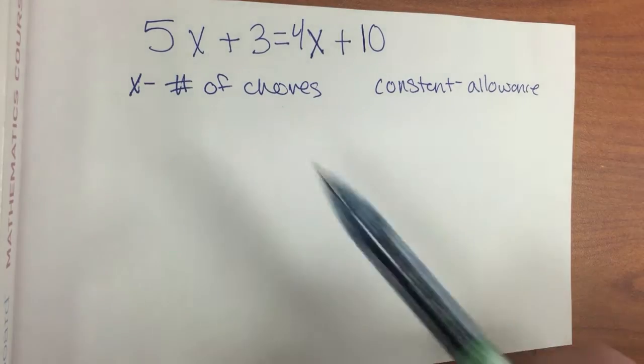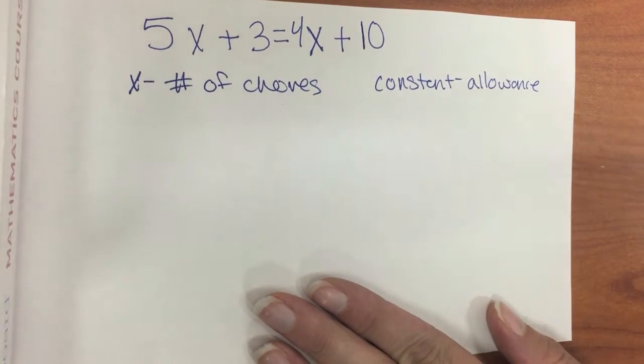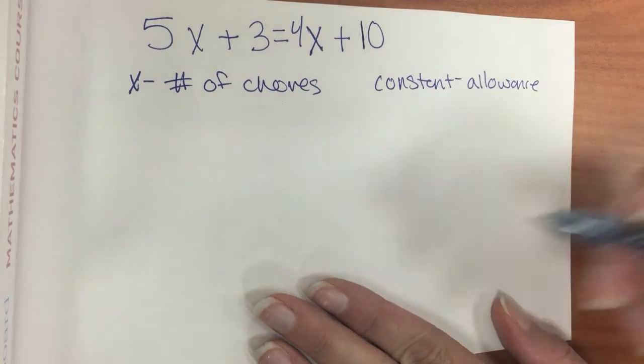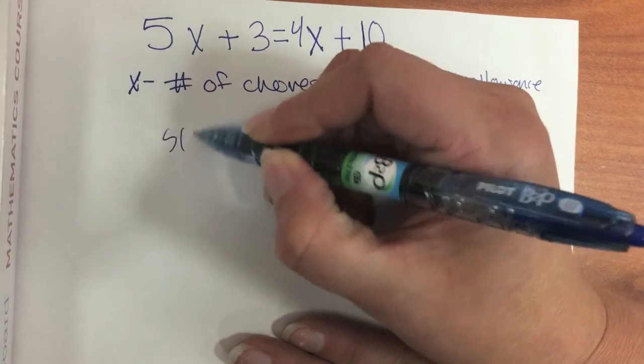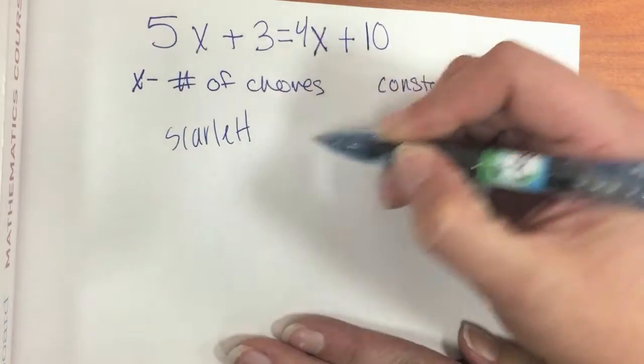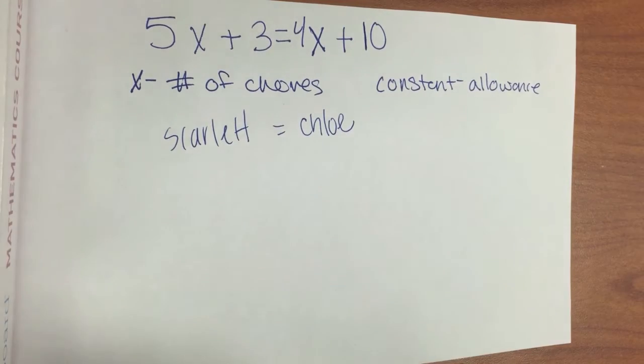Okay. So earlier, when we were actually writing down the equation from the scenario, I'm going to do the same thing. I'm going to say that this right here is Scarlett, and this over here is Chloe. We did this on the last video, remember?